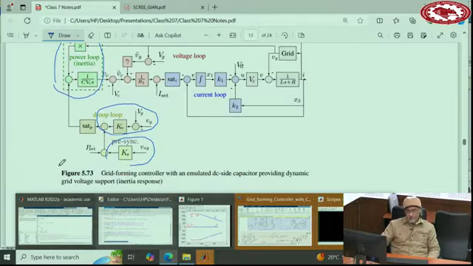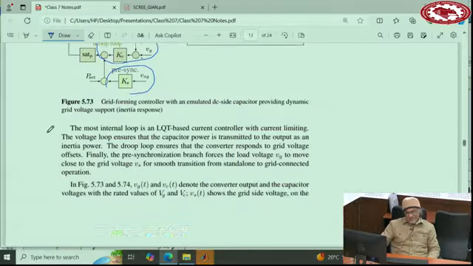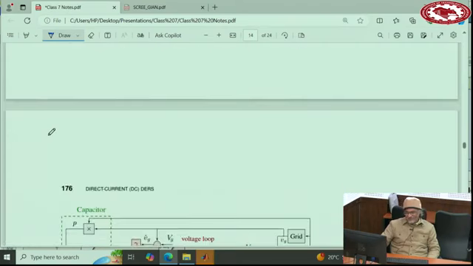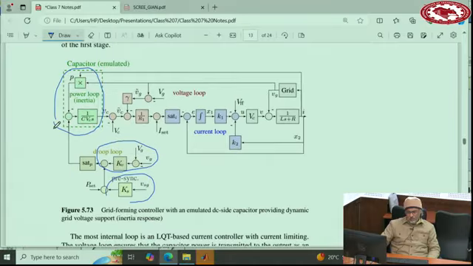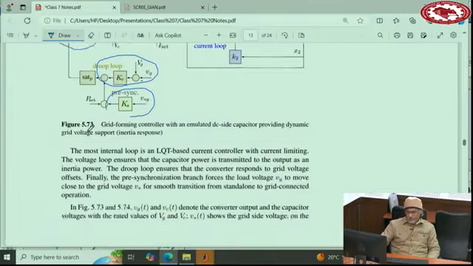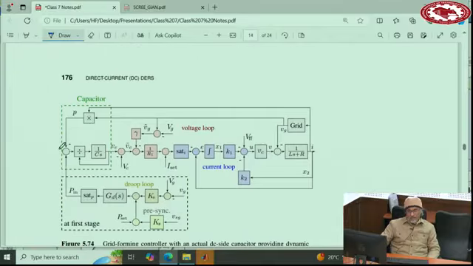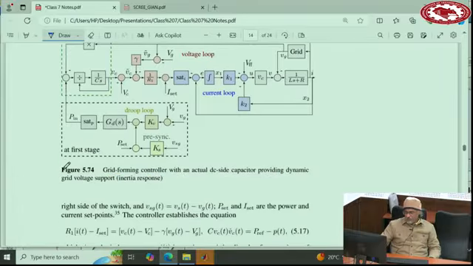This one opened, okay. Good news. The other file opened. So, like I said, the capacitor could be emulated. This is the emulated capacitor. Or if you have an actual capacitor, no problem. You can get inertia from an actual capacitor if it's a two-stage converter.